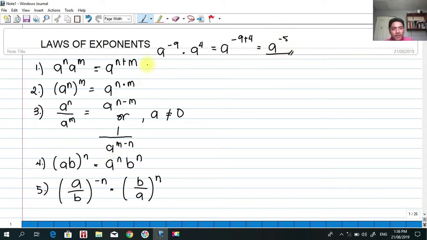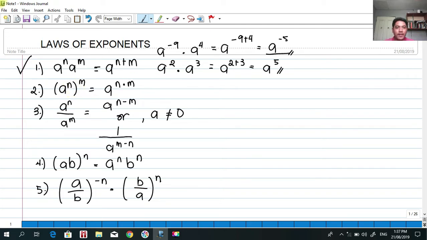So another example for number one, we have a squared multiplied by a cubed. It still has the same base, so we can combine this into a single base a. And then we have 2 plus 3 here. We're going to add because of this rule, so that we have a raised to 5, and that should be our final answer.